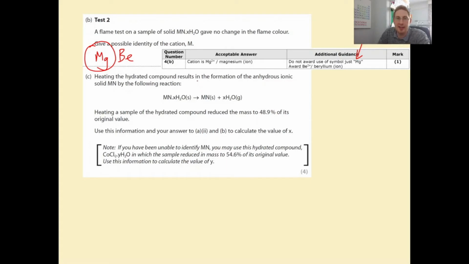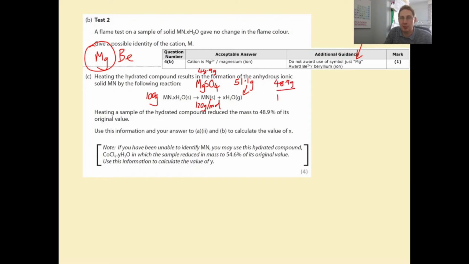Right, well, the first thing we need to know is that MN is MgSO4, and the mass of that, magnesium sulfate, 24 plus 32 plus 64 is 120 grams per mole. Okay, so now what we could say is we know that 100 grams of this would give us 48.9 grams of magnesium sulfate, and therefore it would give us 51.1 grams of water. So we can do some mole calculations.